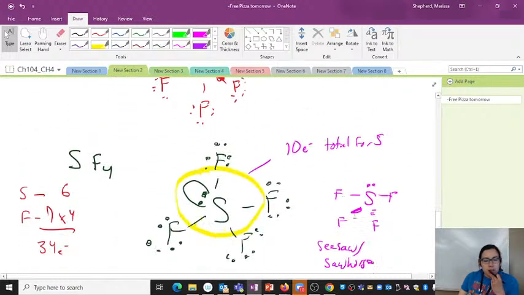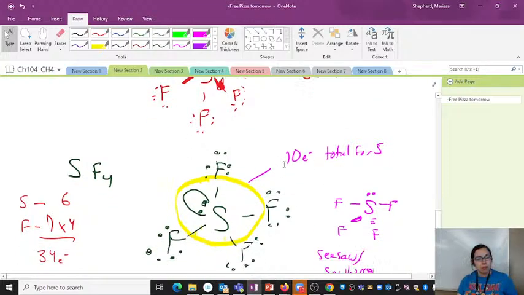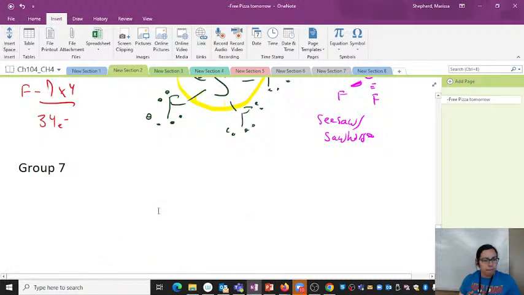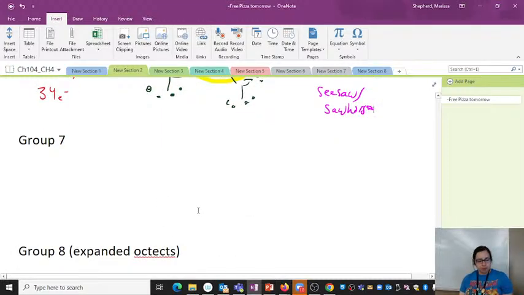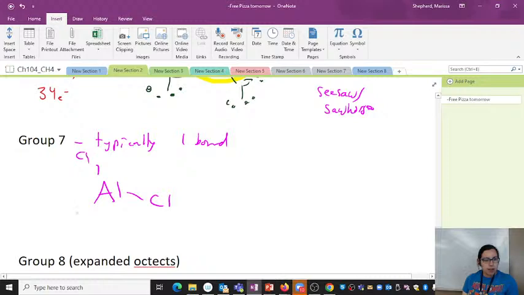All right, so octahedral and seesaw are the more common ones for group 6. So let's look at group 7. Group 7 typically just makes 1 bond unless we're doing funky expanded octets. So we've seen this, and let's just take aluminum chloride.